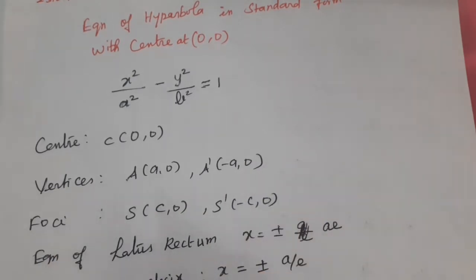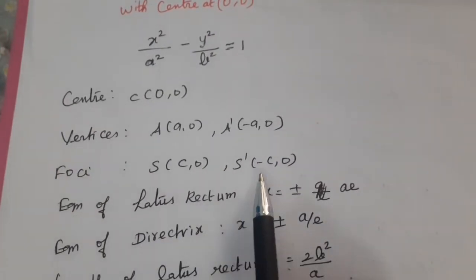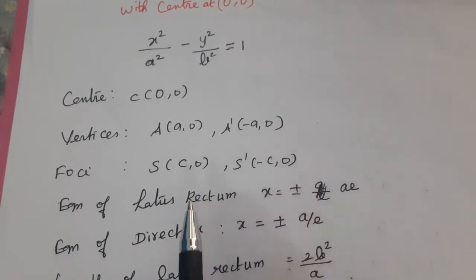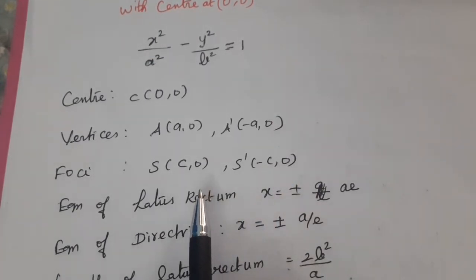Similarly, the foci. S is c, 0 and S dash is minus c, 0. Suppose it is parallel to the y-axis, symmetric about the y-axis, then the foci are 0, c and 0, minus c.